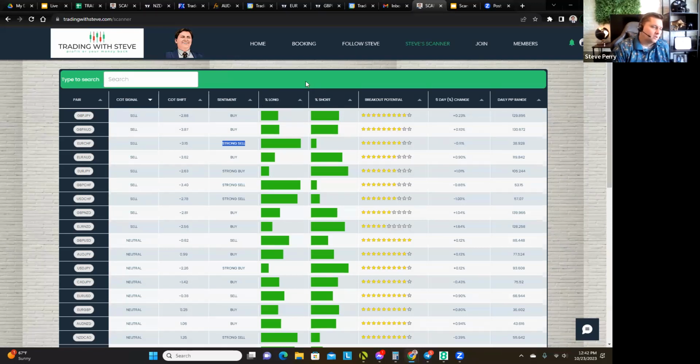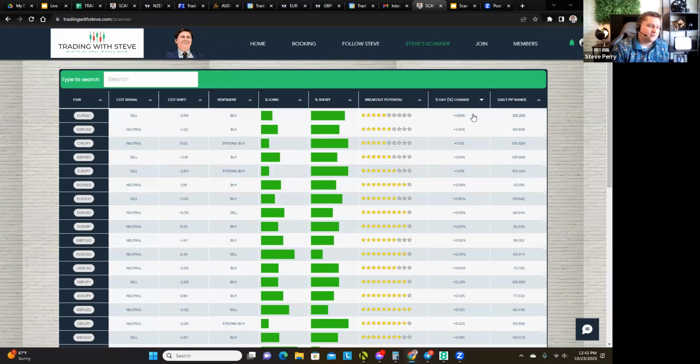Okay, cool. Some other things you'll notice: the 5-day change. You can filter this by how far the market has gone in the last 5 days. Right here, you can see the Euro Kiwi has gone up 1.84% in the last 5 days. That's a pretty big move. In Forex, that may not seem like a lot compared to the stock market, but in Forex that is a pretty astronomical move. That basically means the euro is worth almost 2% more than the Kiwi was just 5 days ago.